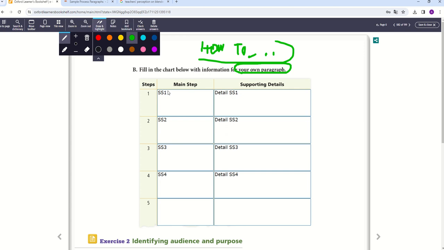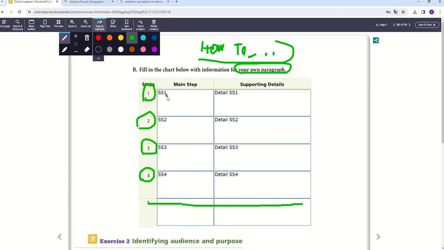On page 82 there are 5 numbers here, right? But let me make it shorter. I need only 4 steps in doing something. 1, 2, 3, and 4. You just stop by number 4. And as step 1, the main step. For example, how to prepare for the final exam.